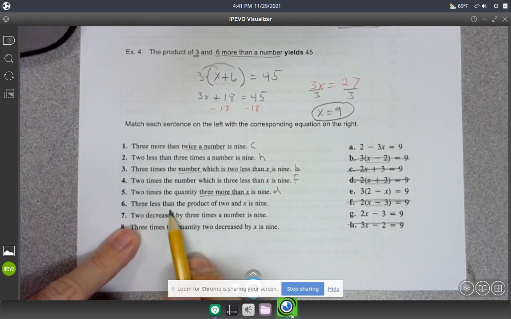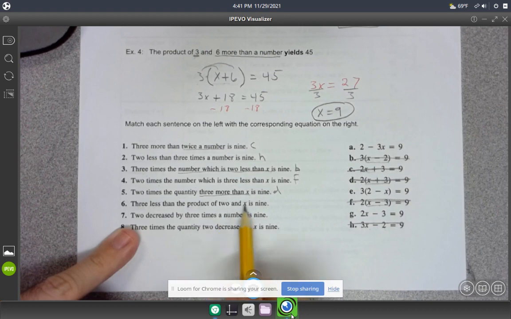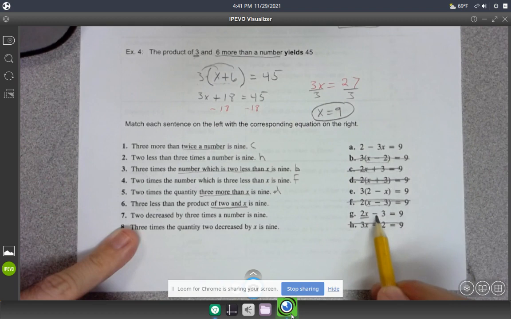Okay, 3 less than the product. Okay, so 3 less, so it's going to be something minus 3. 3 less than the product of 2 and x. Okay, so the product of 2 and x, that's going to be this part right here. And I'm doing 3 less than that. So that's going to be option G.